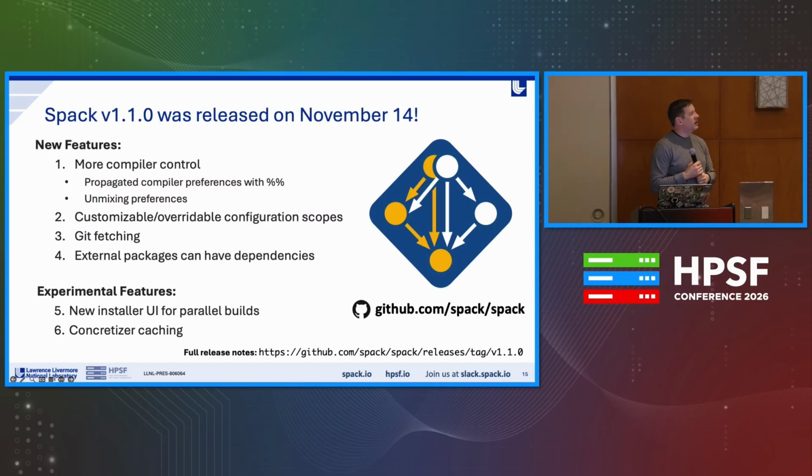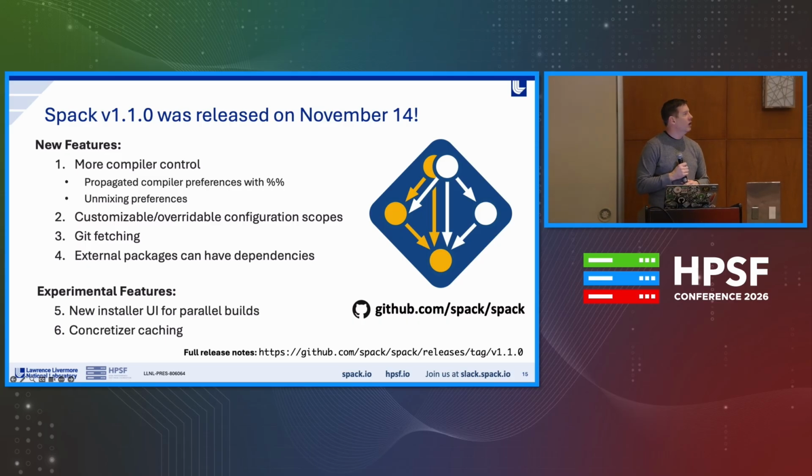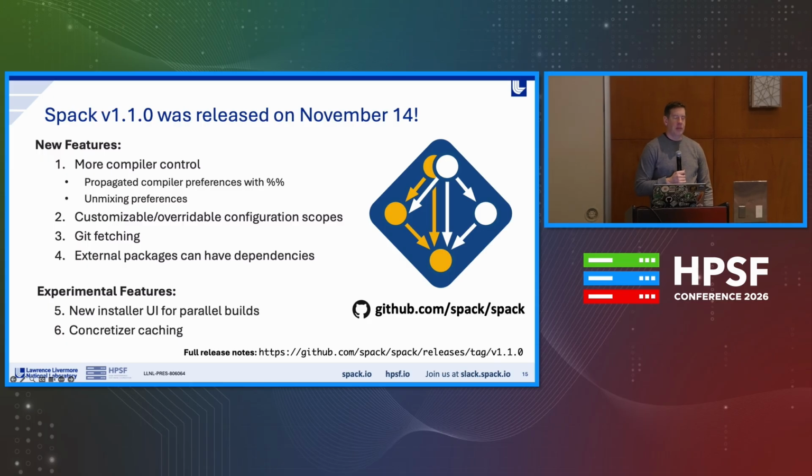All right, Spack version 1.1 was released in November. I'm going to go into some of these features. One of the things that happened after the 1.0 release that I think people noticed early on was that we had a lot of flexibility around compilers, but it didn't always do exactly what people wanted. It was in some ways too flexible.